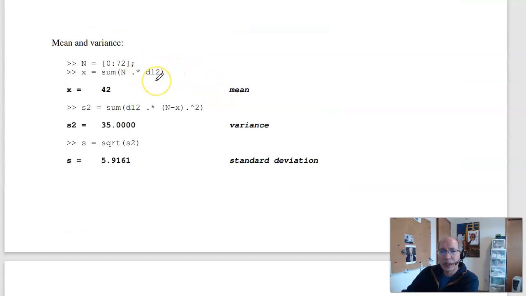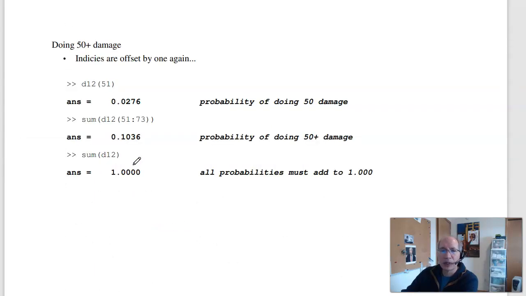If I want to know the mean, it's just the sum of the value times its probability. The average damage for a level 12 fireball is 42. The variance is 35. Standard deviation is 5.91. The probability of doing 50 or more damage would be, here's the probability of doing 50 damage. Here's 50 or more damage. And checking, all numbers add to 1. This is a valid distribution, a valid probability function.